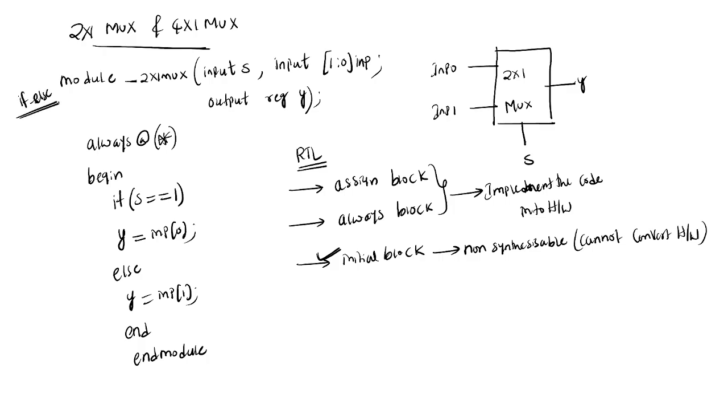You have procedural statements, no? Any doubt? If else is understood, sir. Case I'm explaining next, using case only. This if else is okay. Do you understand? Okay, this is the 2 cross 1 mux by using the if else statement.